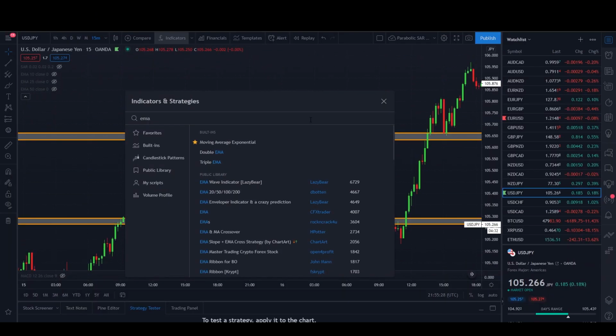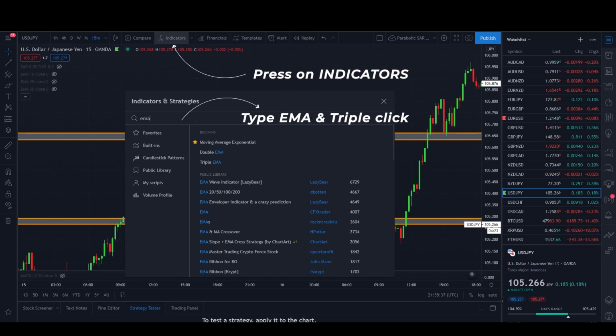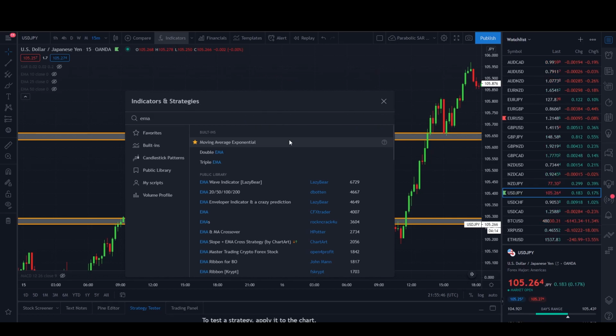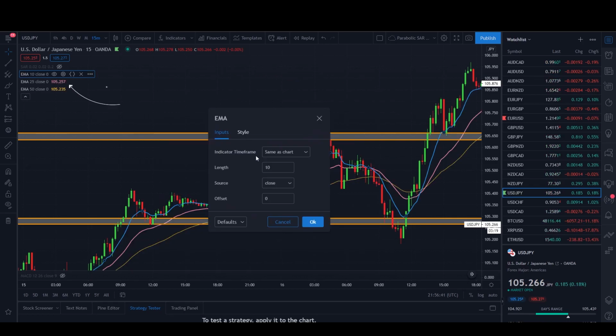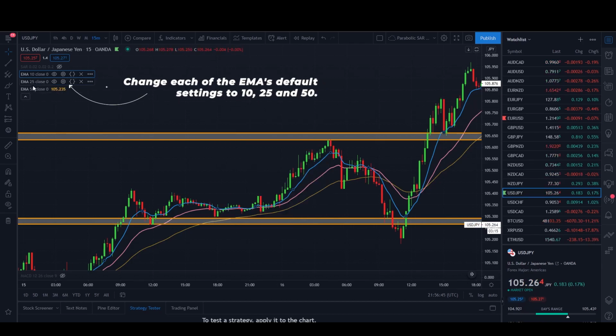So once you're done marking your support and resistance and your trend line, let's add the indicators. All you have to do is go on indicators, type in EMA, and it will be the first one, moving average exponential. Triple click because we will need 3 of them. Once you're done adding them, you have to change the length from default to 10, 25 and 50, as these are the settings for this strategy.